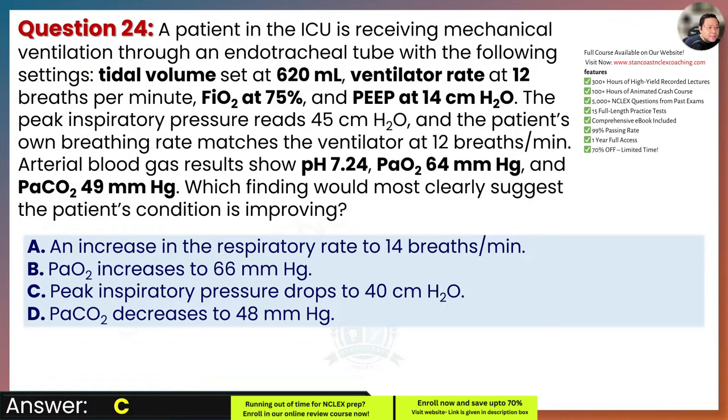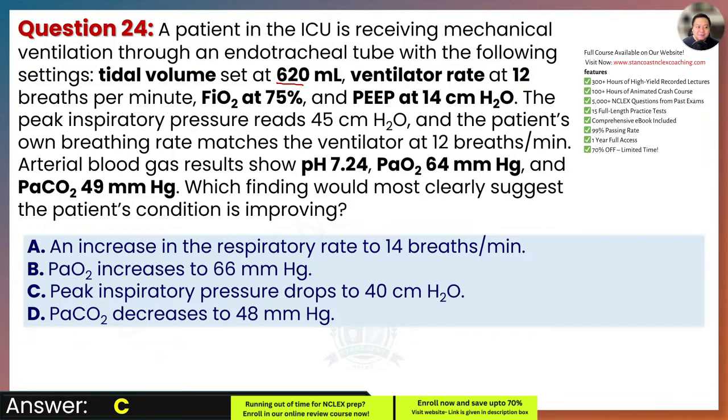Where is the peak inspiratory pressure here? Do we have a PIP? All right, so basically we just look for that one. Oh, okay. It's not in the scenario. So what we're going to need to do here is look into the tidal volume of 620 mL. And we're talking about the setting in the ventilator, right?